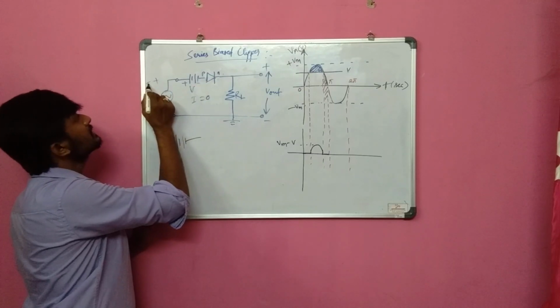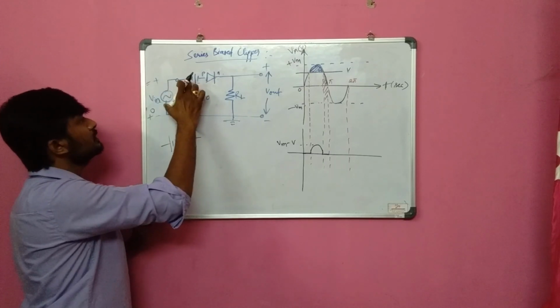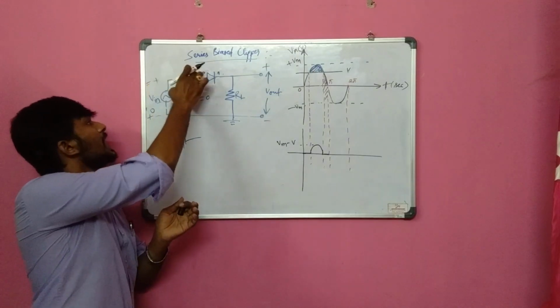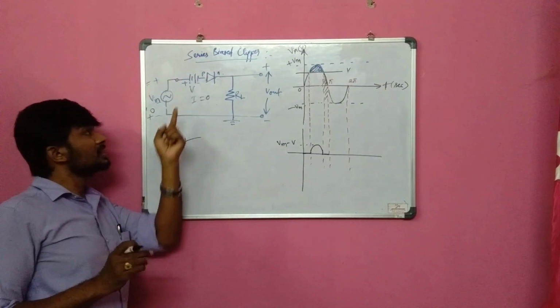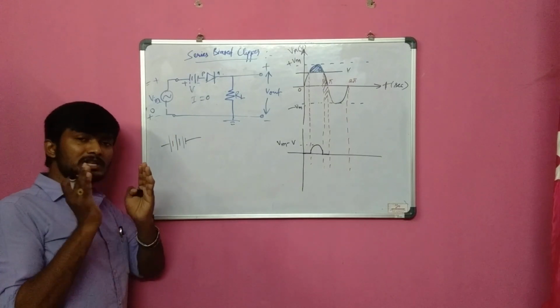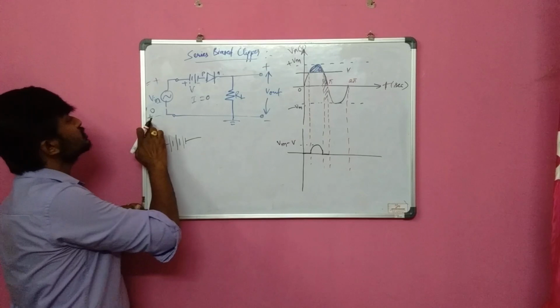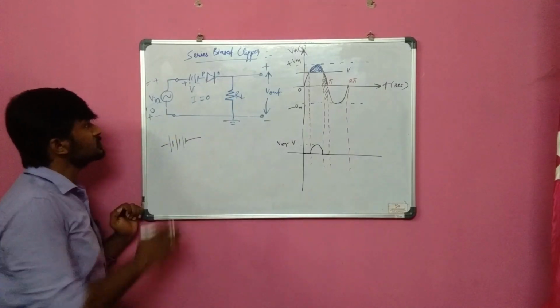Again it is starting with what? Negative. So these two will combine together to form a common battery. This input signal and the external battery together combine to become a common battery. So common battery in the sense, again positive is connected to what? Negative.